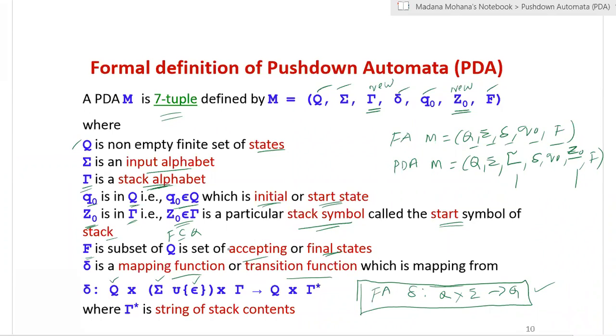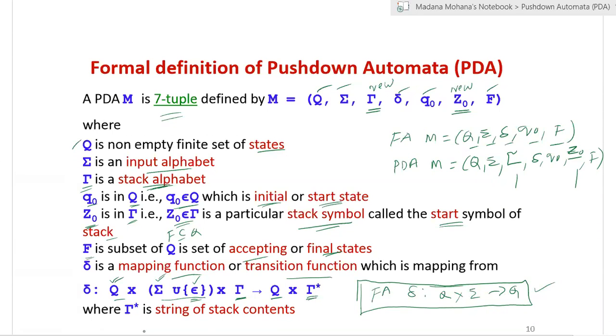But for PDA, in the introduction we saw one point: by default, PDA is non-deterministic. So it has non-determinism by default. That means it allows the transition with null also. So Q cross sigma union null cross, and here additionally you take the stack alphabet tau. So three parameters we have to consider for the current transition. That is Q cross sigma union null cross tau. Then it gives the next state as a combination of Q cross tau closure.